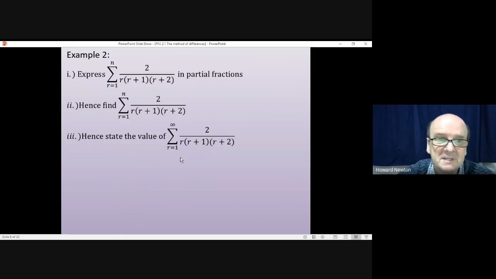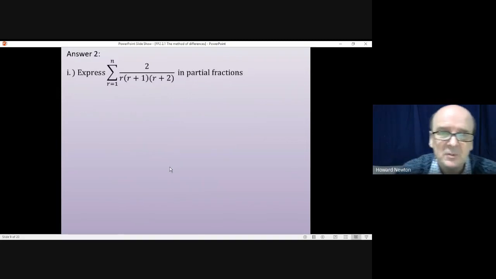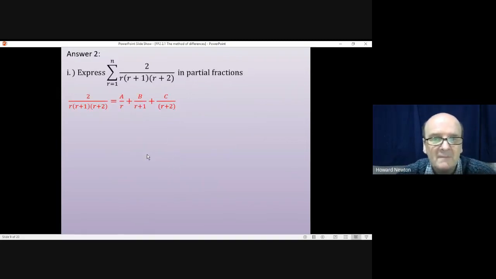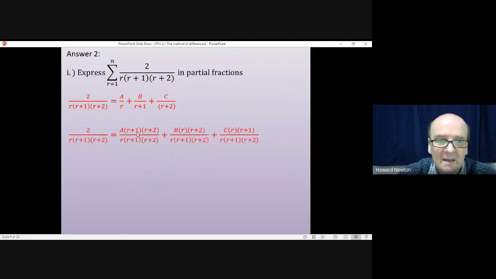Okay, we'll have a look at this together. First of all, splitting that up into partial fractions, we'll have a over r plus b over r plus 1 plus c over r plus 2. Getting a common denominator, we'll have this. These could be joined together as one fraction at this point if we wanted to. Because the denominators are all the same, we can focus on the top.